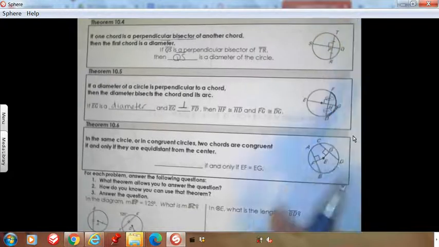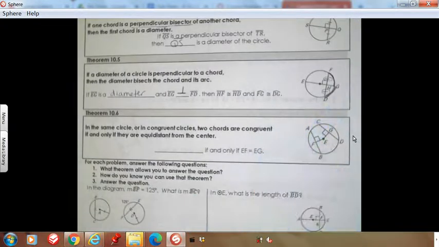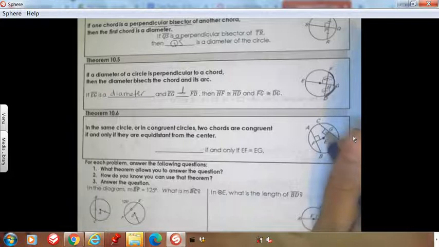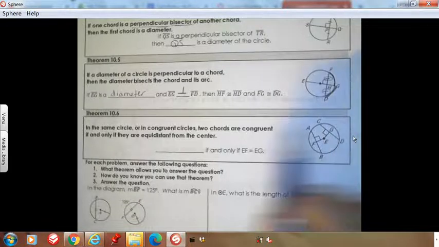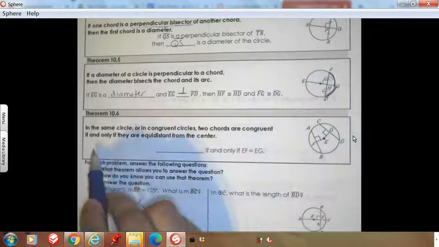Okay, and then 10.6 says, in the same circle or in congruent circles, again, this diagram only shows one circle, but it can be the case if you have two circles that are congruent to one another. Remember, the radius would have to be the same. The two chords are congruent if and only if they are equidistant from the center.